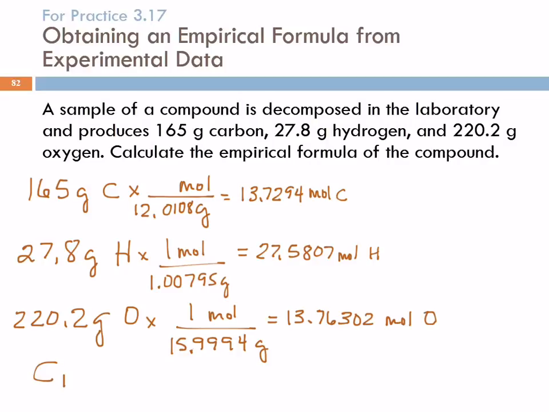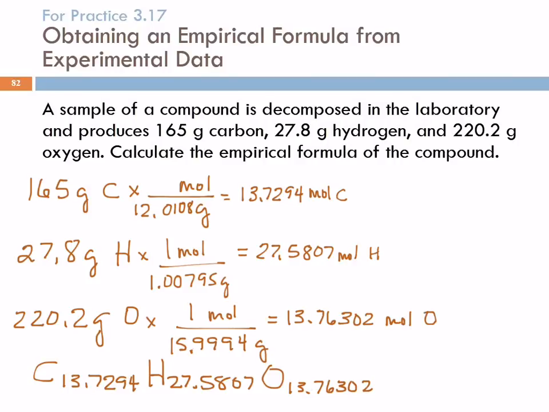It would be C 13.7294, H 27.5807, O 13.76302. Have you ever seen a formula like that? It's a mess. You can't have fractional parts of atoms, and so this can't possibly describe one molecule, because you can't have 13.7294 atoms. These need to be whole numbers.